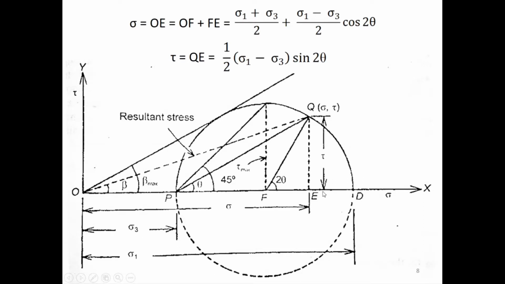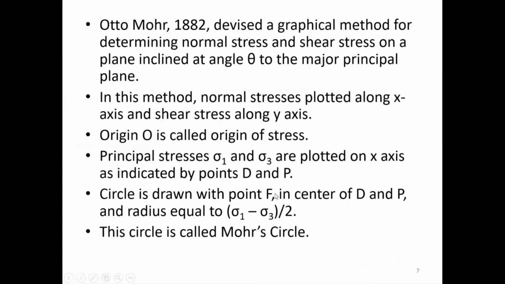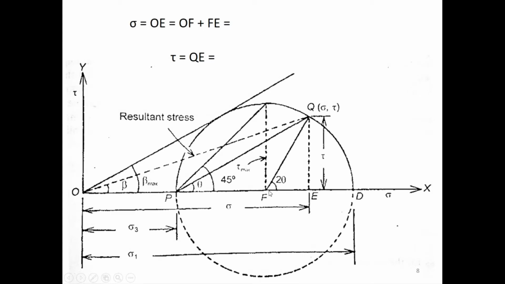Now I have OP and OD. Now what I'm going to do is find the radius of this circle, right? I found the radius of this circle. So radius was equal to sigma 1 minus sigma 3 by 2. Suppose sigma 1 is 100 and sigma 3 is 50. So my radius will be 25, correct? So this is my radius FD, or PF is my radius, that is 25, correct? If this is 100, this is 50, and this is 25 now, correct?